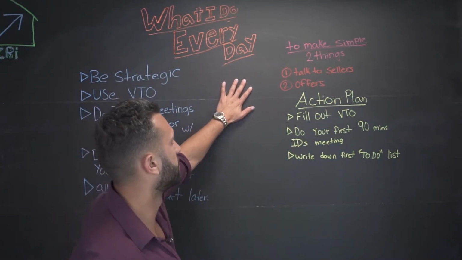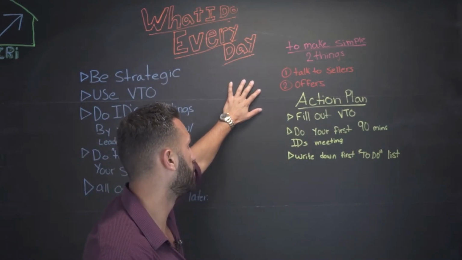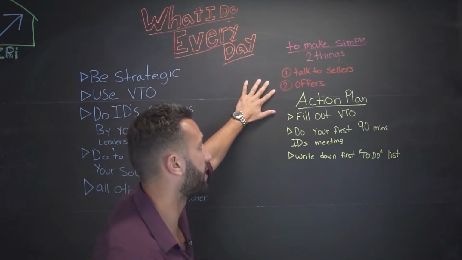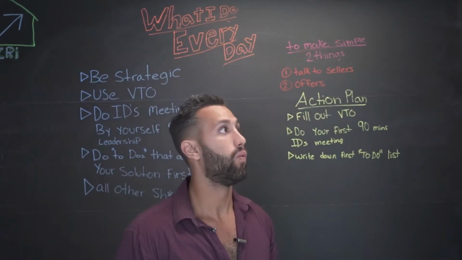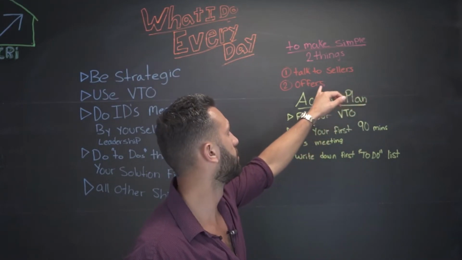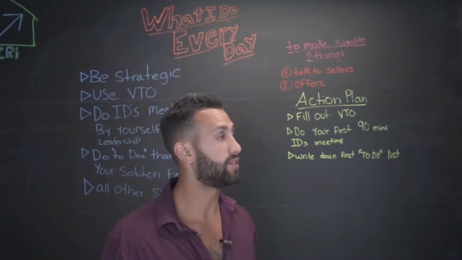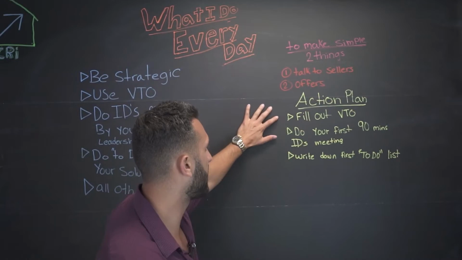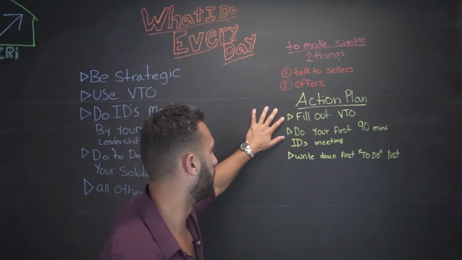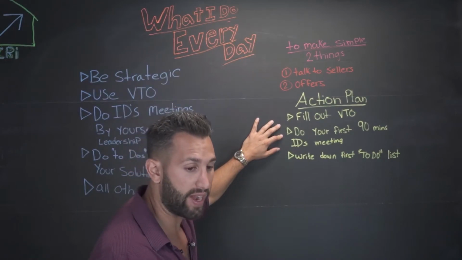Okay, action plans. To make things simple, of things to do every day, it usually ties into talking to sellers and making offers. Those are the two things that you should be doing every day. Whether it's you talking to sellers or somebody else, or you making the offers or somebody else, usually actions in this business, you have to do these two things to be successful. Action plan. Fill out the VTO that I have below. Do your first 90-minute IDS meeting and write it down in a notebook.